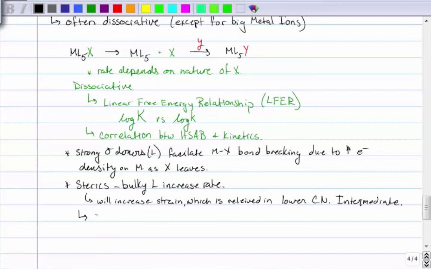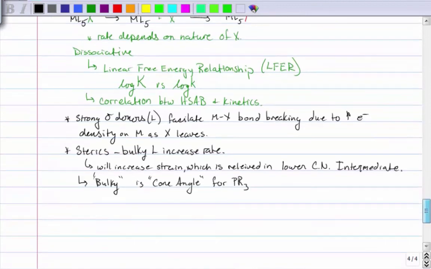These bulky ligands, the bulk is also referred to as cone angle, especially when you're talking about PR3. So for trialkylphosphine ligands, I'm going to just draw one of those interacting with a metal ion. So it's a phosphorus with 3 alkyl ligands. Here you could think of this as a cone, and the cone angle is basically just this angle here. The bigger the cone angle, the more bulky.